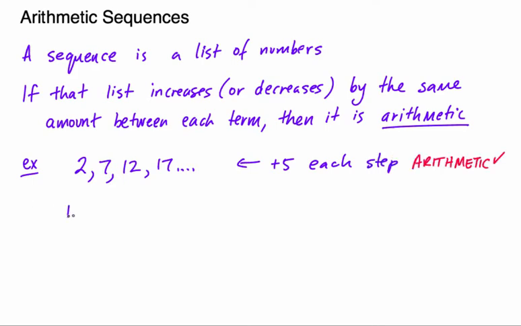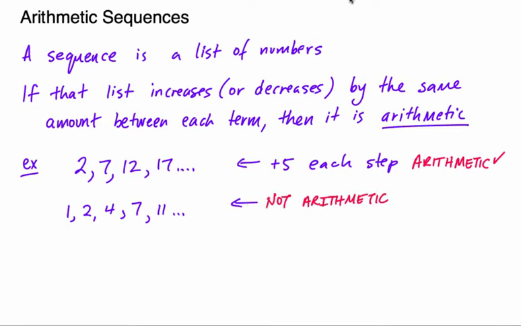If you took a list like 1 and 2, that goes up by 1, and then went up by something that isn't 1, there's still a pattern to this. This looks like it goes up by 1, up by 2, up by 3, up by 4. That's a sequence, but it's not an arithmetic sequence.